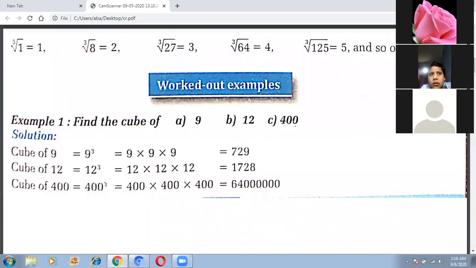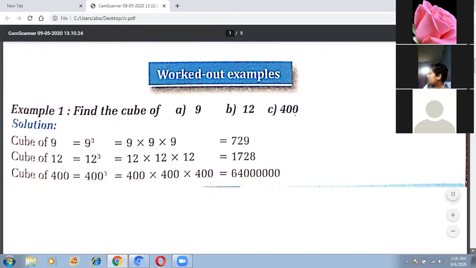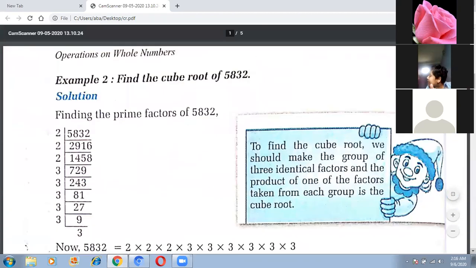Now let's start another one. How to find the cube root of a given number. To find the cube root of a given number, first of all, you have to factorize the given cube number and find its prime factors. Here, the example is to find the cube root of 5832.